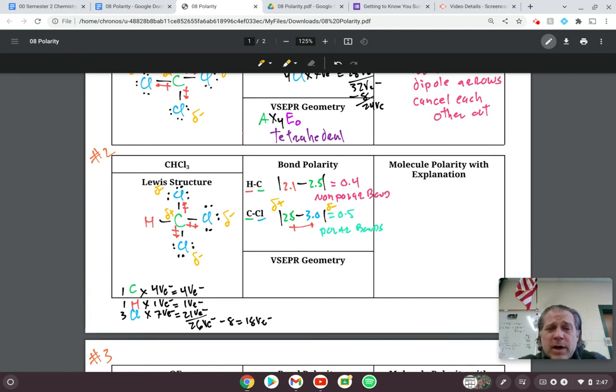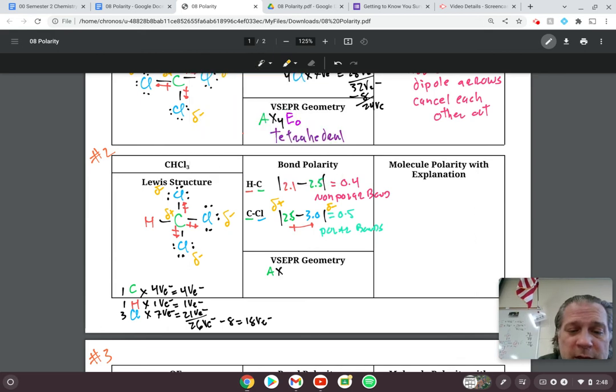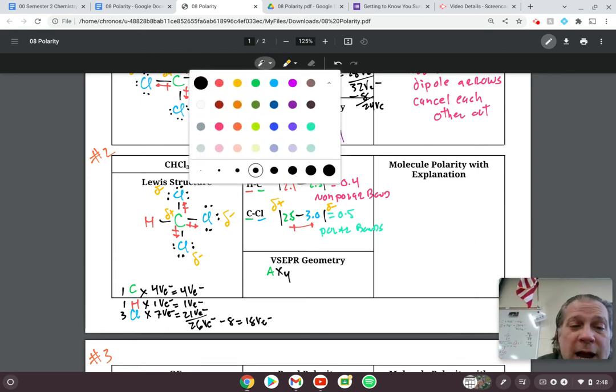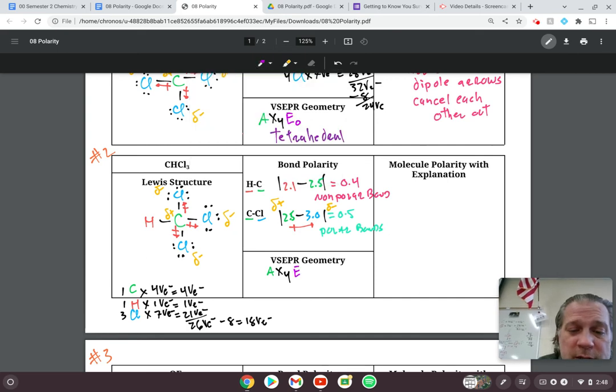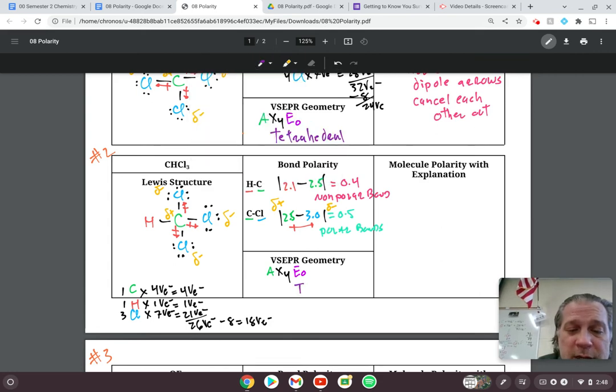So there's my structure. And then we're going to identify the VSEPR geometry. So again, carbon is my central atom, and I have one of those, so that's going to be A. There are 4 atoms bonded to the central atom, so that's going to be an X4. And there are no dots or unshared pairs of electrons on the central atom, so that's still going to be an E0. So much like problem number 1, this VSEPR geometry is going to be tetrahedral.